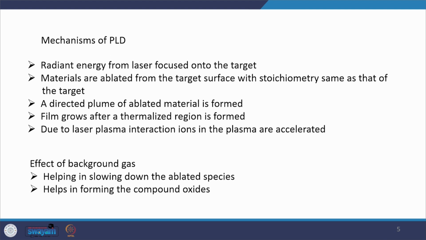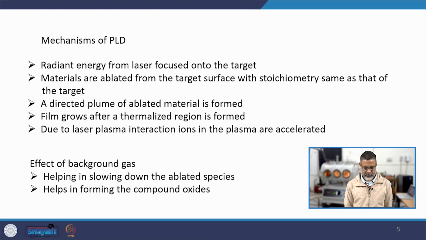Initially it will just be heating the target, and when it reaches the vaporization temperature, it will first melt and then vaporize, and then the material will be ejected. When the material is ejected, its energy will further increase, because the pulse width is very short, of the order of 10 nanoseconds. So, in the initial part of the pulse the energy is mainly used for heating the target, and the next part of the pulse is used to generate the plasma and eject the material with a high velocity.